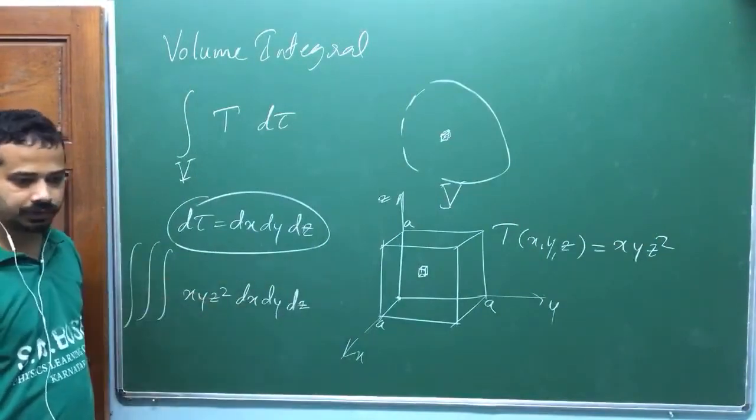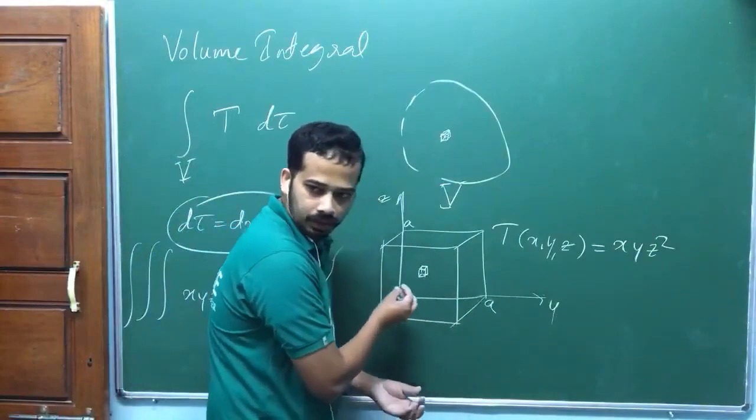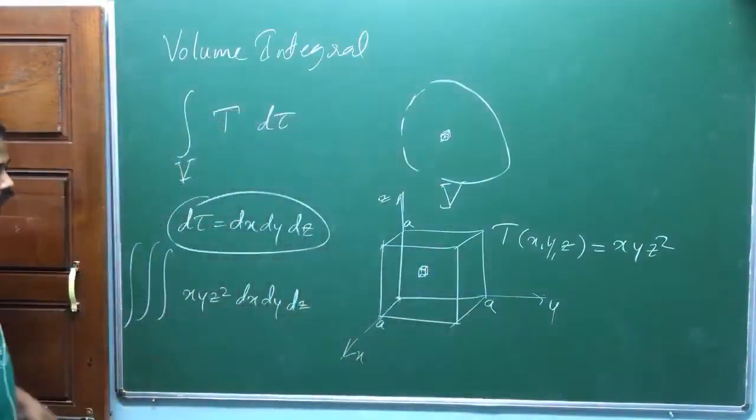What are the ranges of x, y, z? You have to run this d tau throughout this volume, am I right? How do you run x? How do you run y? How do you run z?